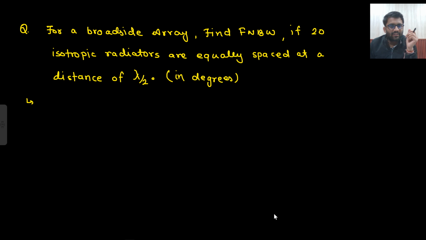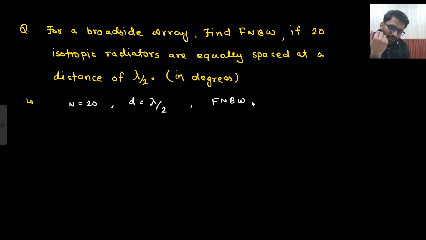For a broadside array, find the first null beamwidth if 20 isotropic radiators are equally spaced at a distance of lambda by 2. So what is the value of n? 20. What is the value of d? Lambda by 2. What do you need to find? First null beamwidth. There was some formula that I wrote down. If you don't remember it, then also it is fine.